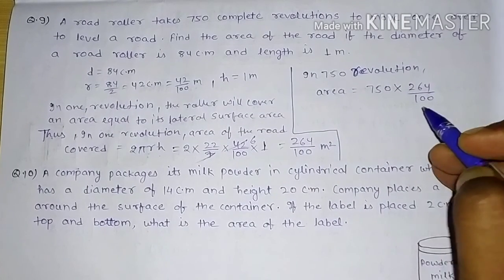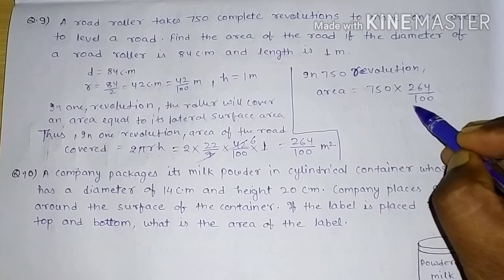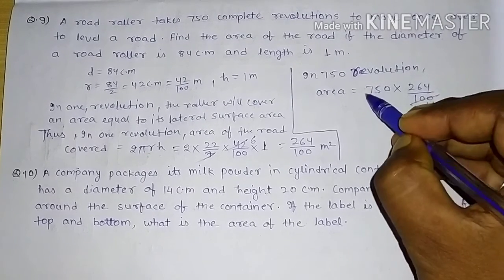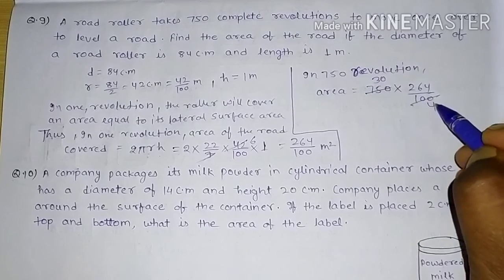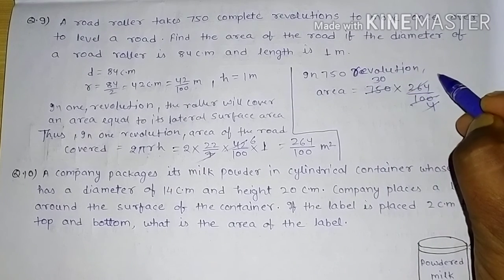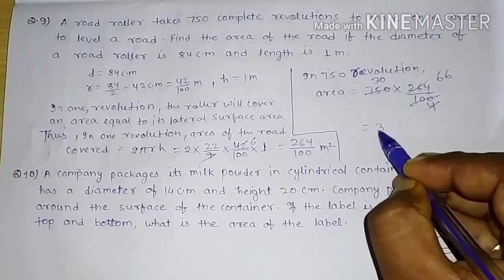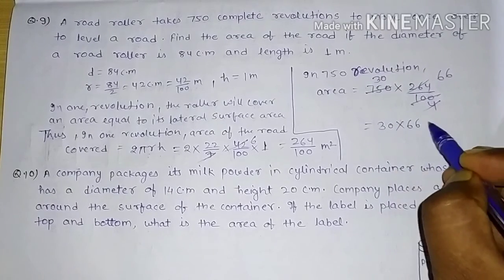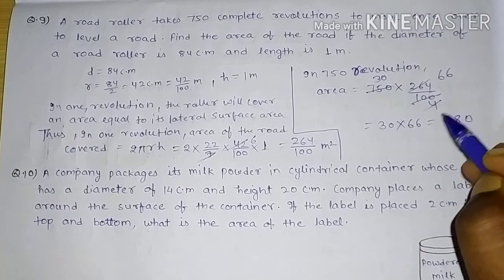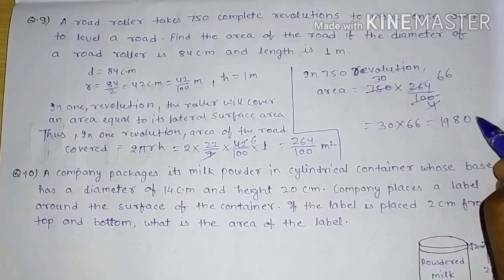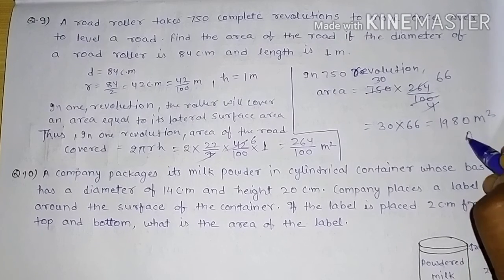Now just divide by 25. So we can divide: 25 fours are 100, and 25 threes are 75, so 30. It will be cancelled out. 4 sixes are 24, 2 fours are 24. Now it will be 30 into 66. So just multiply it. 3 sixes are 18, 8 carry 1, 3 sixes are 18 and 1 is 19. 1980 meter square. This is the answer.